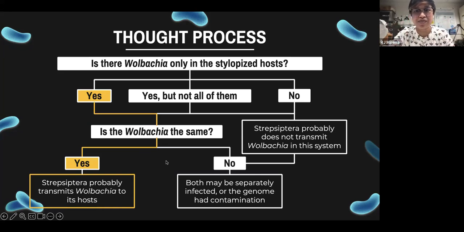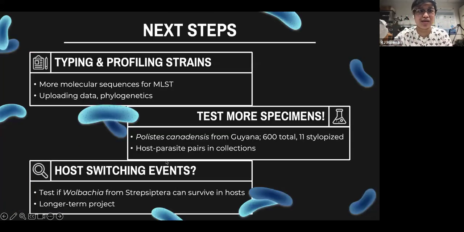I don't know yet. So the next steps are to type and profile the strains. When we put those three identification genes in the database together, there's no profile for them yet, so they don't have a strain that they belong to. So we could establish that. We could find out which strain they might be part of. So I'd have to upload that data and do more phylogenetics perhaps.